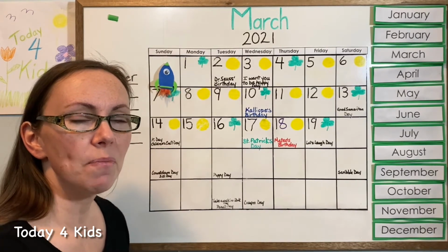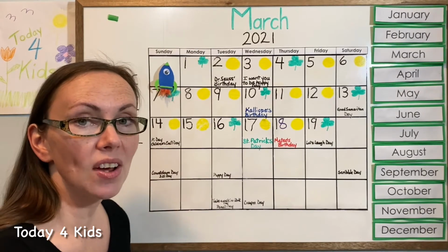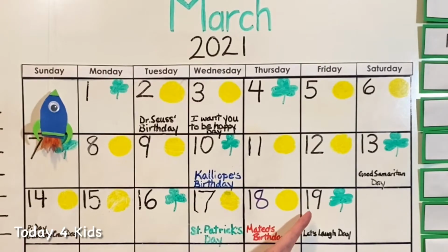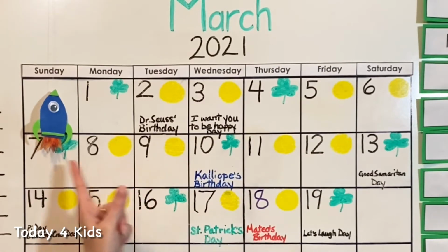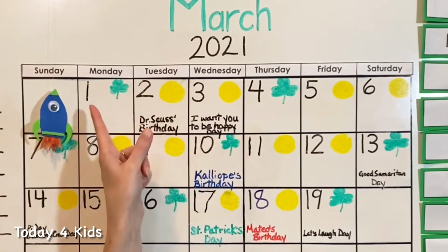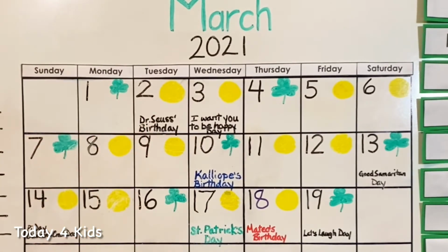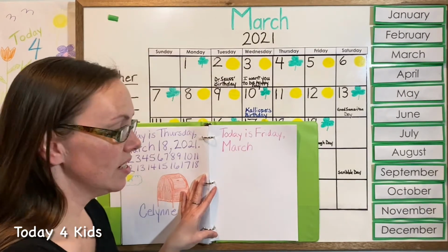Good job. Now let's count backwards. Are you ready? It's okay if you don't know how yet. We'll practice together. 19, 18, 17, 16, 15, 14, 13, 12, 11, 10, 9, 8, 7, 6, 5, 4, 3, 2, 1. Blast off! Now let's put the number into our sentence in our agenda.